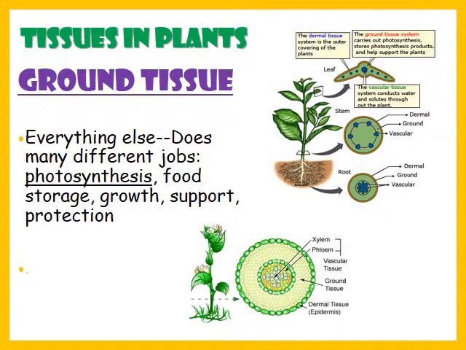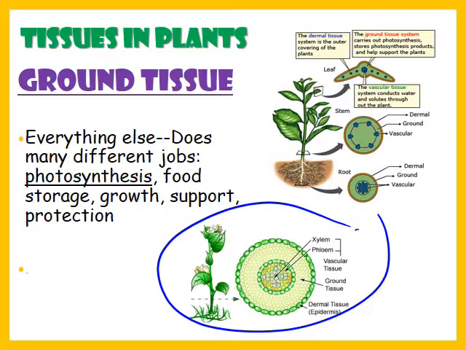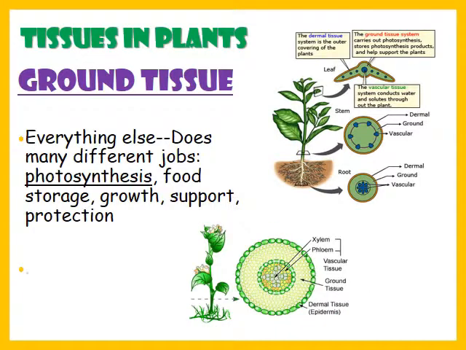Ground tissue does everything else. This is the only other type of tissue in a plant. So it's where photosynthesis is happening, food storage, growth, support. Here we're looking at the cross-section of a stem. So we've got dermal tissue around the outside, vascular tissue in the middle where basically the veins are. And then all this stuff in between is just considered ground tissue, where it's doing those other jobs.